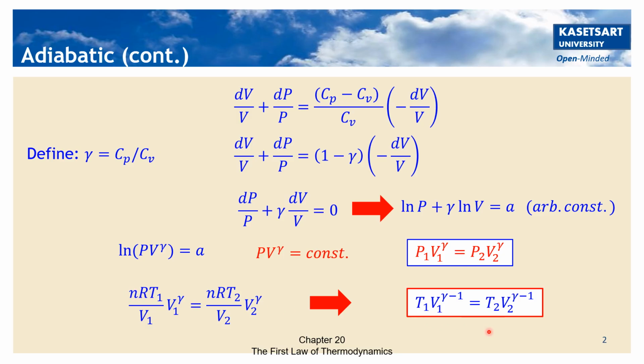So for the adiabatic process, you have two equations that you can use. If you know the pressure and volume, you can use this relation. If you know temperature and volume, you can use this relation.